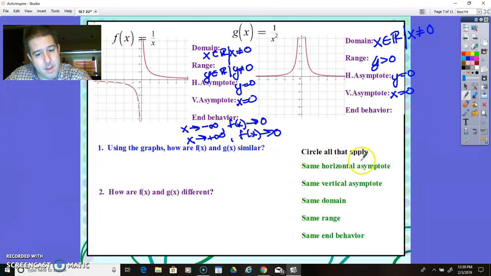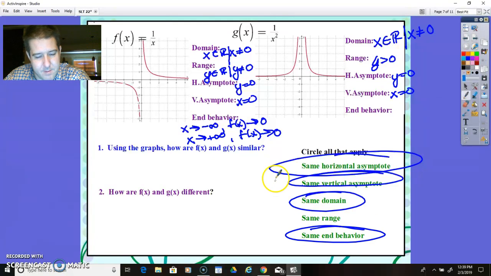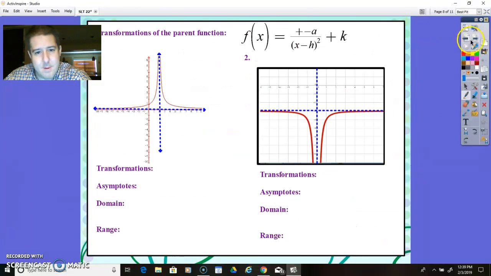So circle all that applied. They have the same vertical asymptotes, horizontal asymptotes. They have the same domain. They do not have the same range, but they do have the same end behavior. So what makes them different is this is an odd function, this is an even function, that's one main difference. And they do not have the exact same ranges because it's using two different quadrants of the graph. That's the difference. They have a lot of similarities: same asymptotes, same domain, same end behaviors. So there's a lot that they have in common.